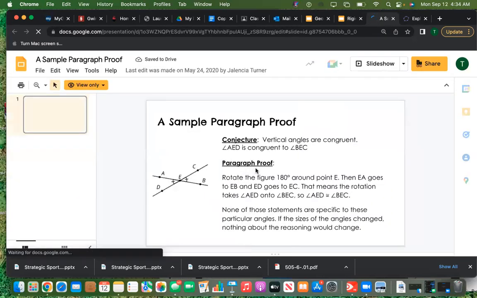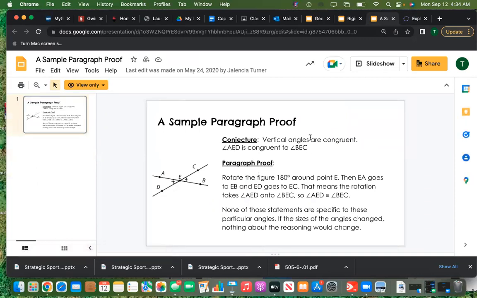So here would be an example of the paragraph proof. Vertical angles are congruent. That's what we're trying to prove. So if we rotated the figure 180 degrees around the point E, so if we flip this guy, then EA goes to EB and ED goes to EC. That means that the rotation takes AED onto BEC. So AED is equal to BEC. That's what it's saying. Okay. And I would maybe write that one now.